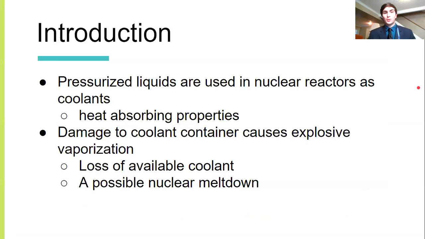Going along with that, pressurized liquids, such as superheated liquids, are actually used in nuclear reactors as a coolant. That's because they have heat-absorbing properties, since nuclear reactors could sometimes overheat from overproduction. The coolant prevents that from turning into a nuclear meltdown from a malfunction. However, any damage to the cooling container can cause explosive vaporization. If there's a crack in the coolant container, it will start to release the gas on top of the superheated liquid and cause the superheated liquid to go through explosive vaporization and therefore lose all the liquid inside because it's becoming a gas. That loss of available coolant could later lead to a possible nuclear meltdown, since there is no coolant preventing the reactor from overheating.